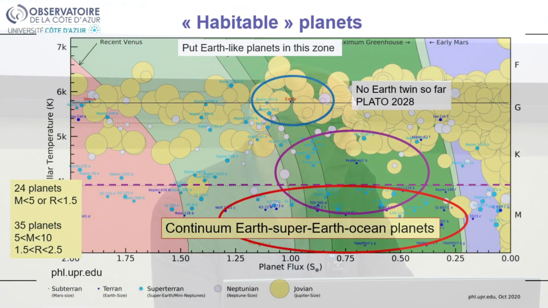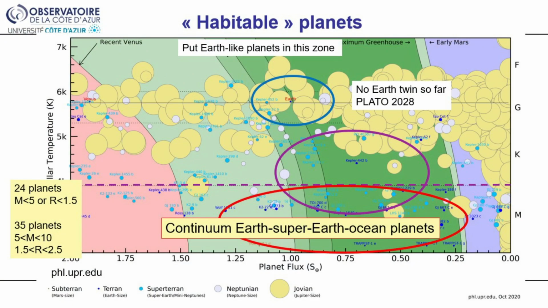Just a few reminders: Earth is here. Right now, we don't have serious candidates of Earth-like planets, or really resembling the Earth around a star resembling the Sun. That's what the PLATO mission is trying to decide, and I'll show you later on. The statistics vary.